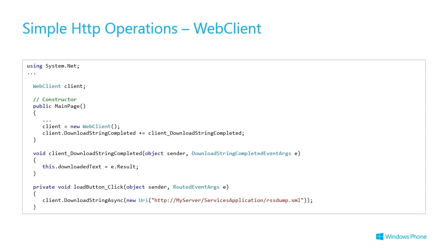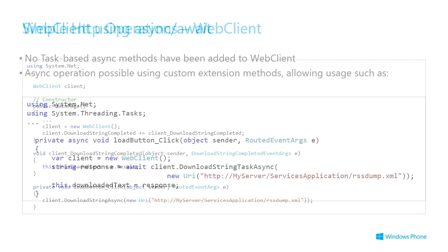This is a download string. There are different flavors of different API methods on this class. And then at some point in your logic, you'll call the DownloadStringAsync method, passing the URI where the string can be loaded from. And that string could be an XML file, could be some JSON, could be whatever. And when that download is completed, obviously the event handler will fire and you can get at the text.